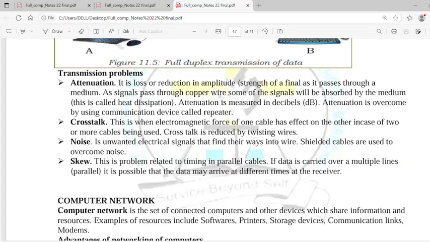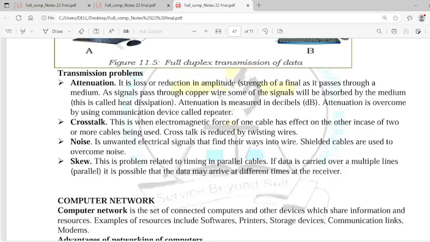So one way of overcoming the problem of attenuation is by using a device such as a repeater. So next time when we ask what are some of the ways of overcoming the transmission problems, don't say that I have not talked about them.